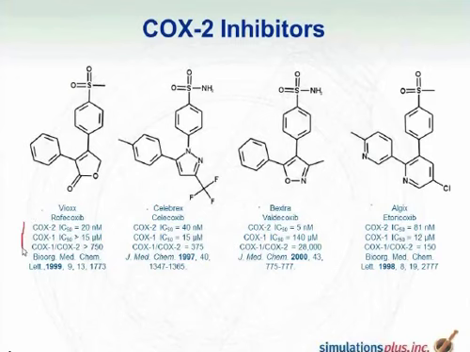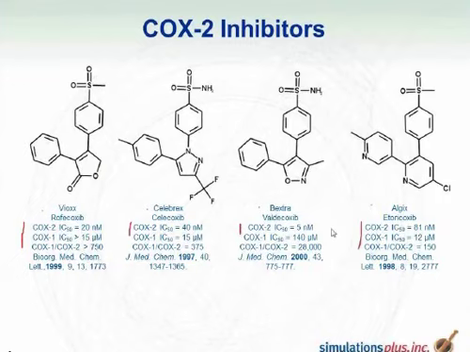and I've also listed the COX-1 and COX-2 IC50s for each one of the compounds and the representative publication of these. As you can see, they're all very active in COX-2 and less active in COX-1. I also show the selectivity of each one of the compounds, and this is just a ratio of the IC50 in COX-1 to COX-2, and the higher the number, the more selective for COX-2.